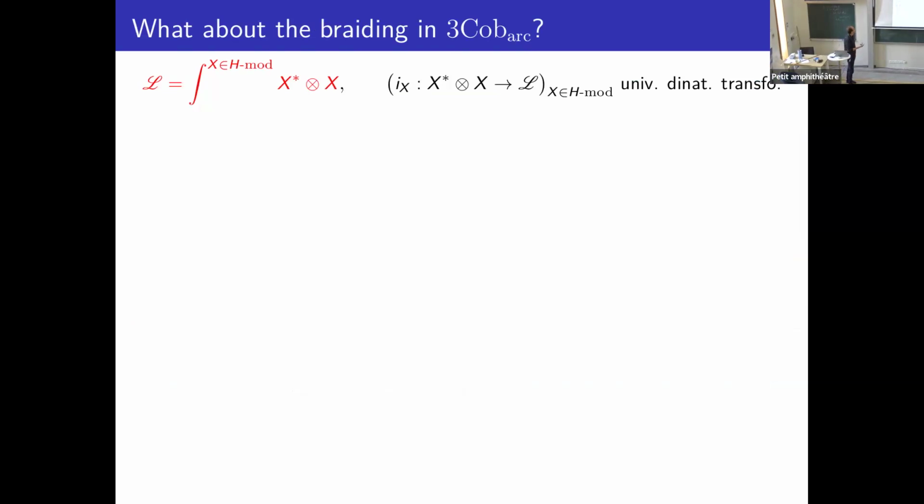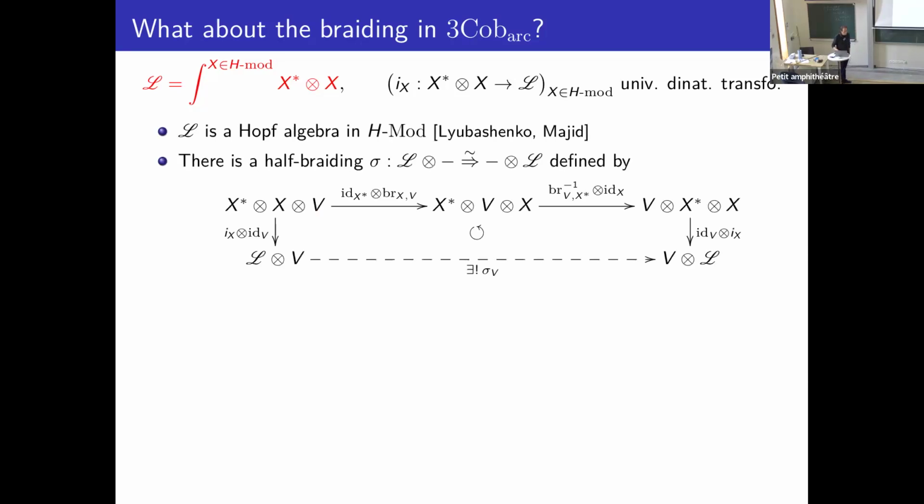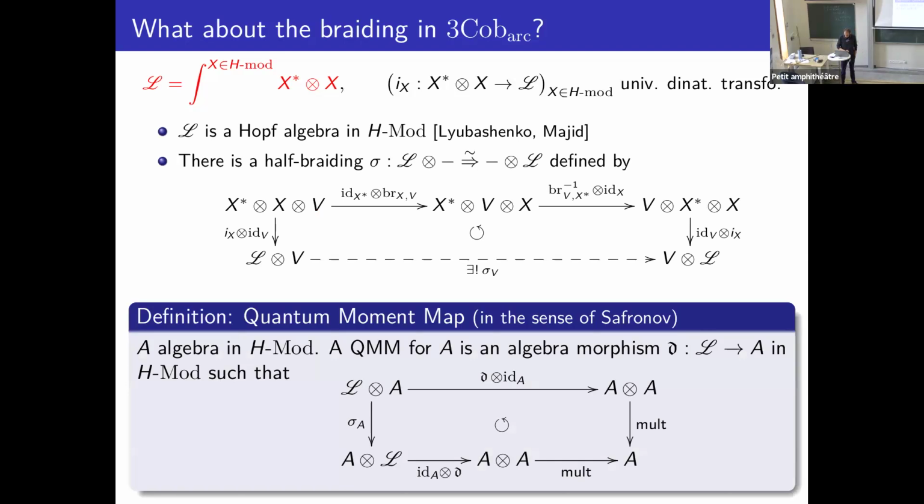To answer this question, we need to introduce this object, the coend, which has already appeared many times in this workshop, so I will not give more details. But there are two important properties. This object is a Hopf algebra in the category, and there is also a canonical braiding on it, which is defined by this universal property. And because of these two operations, you have this definition of quantum moment map. If you have A, an algebra in H-mod as before, then a quantum moment map for A is an algebra morphism from the coend to A, which satisfies this commutative diagram.